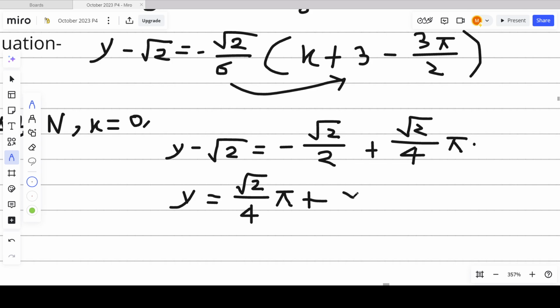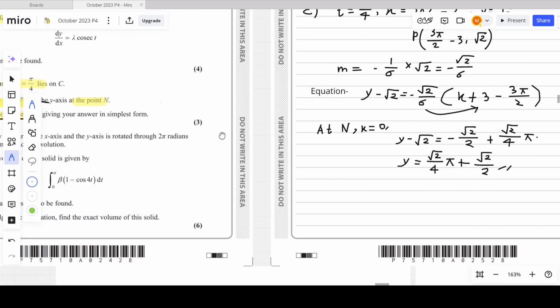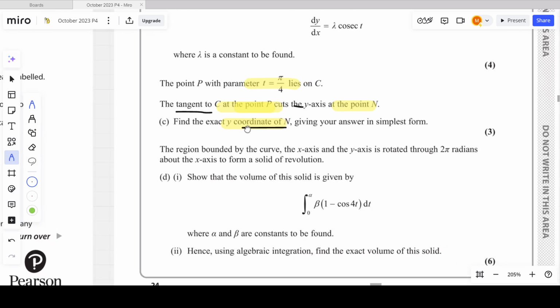So that we'll get square root of 2 over 2. That's the y coordinate of point N. Done. Okay, next. Part D.